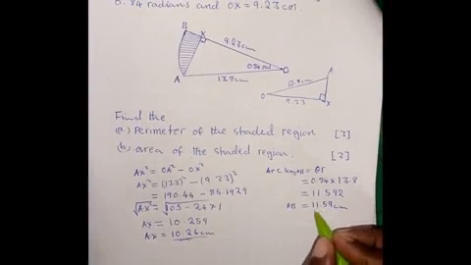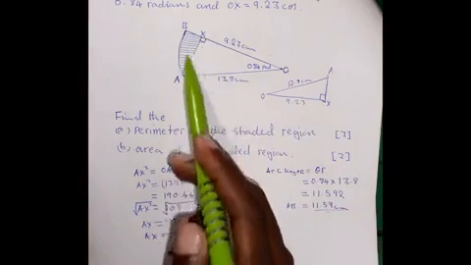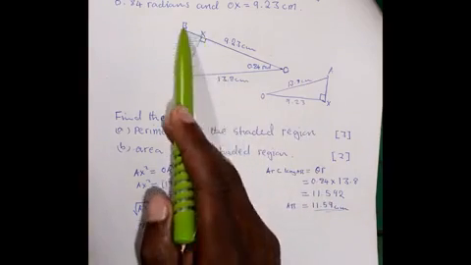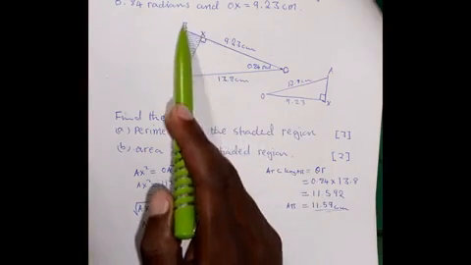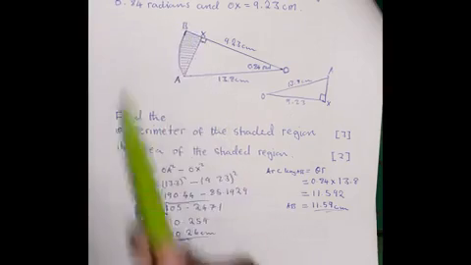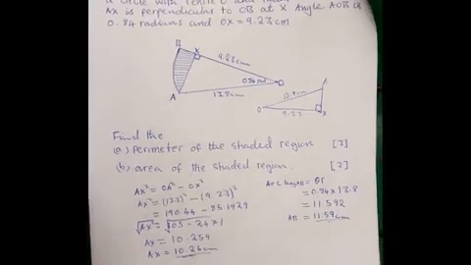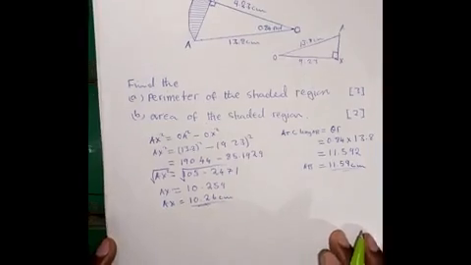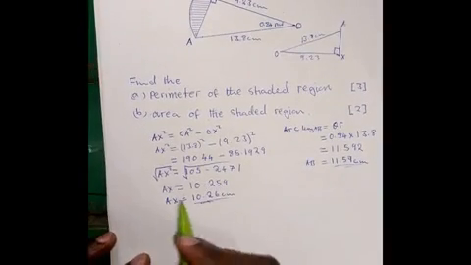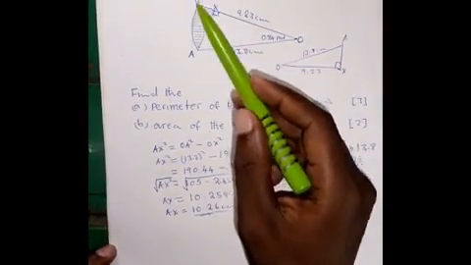Then what else? We also want BX or XB. So for us to find XB here, let me use this part here. Let's find XB, which is this one.